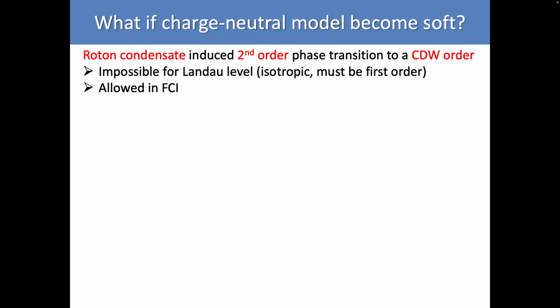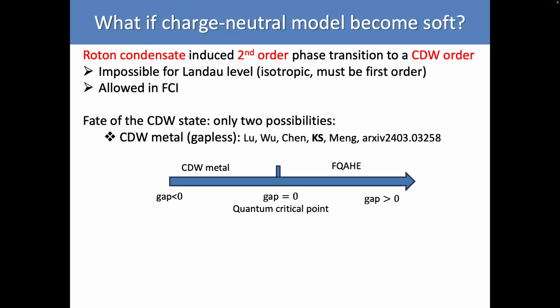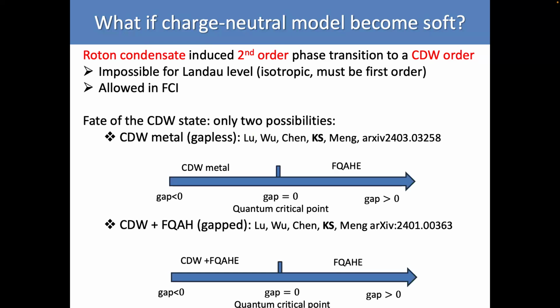Another thing I want to highlight is that this CDW state induced by roton condensate is also non-trivial. This CDW state has only two possible scenarios. First scenario, this CDW state is a metal. This roton condensate gives us a CDW, but the CDW is not an insulator, but a metal. It's a conducting CDW. The second scenario is that the CDW after roton condensate is an insulator, but if it's an insulator, it can't be a trivial insulator. It must be a fractional quantum Hall insulator. So this CDW state induced by roton condensate through a second order phase transition can have only two options: either a CDW metal or a fractional quantum Hall CDW. It can't be a CDW trivial insulator.